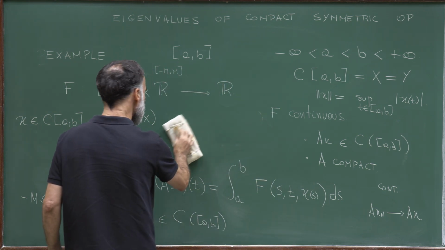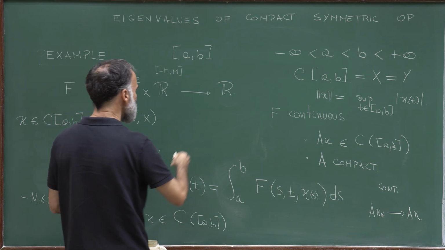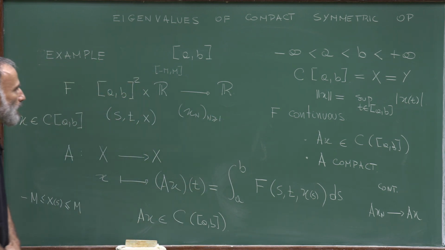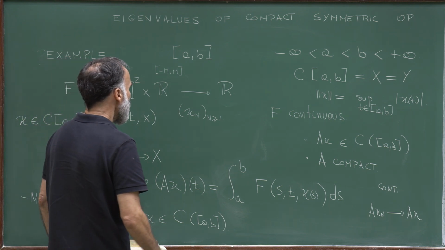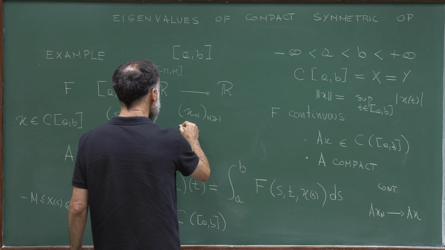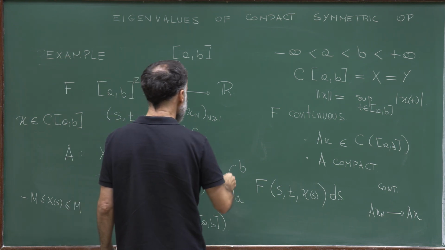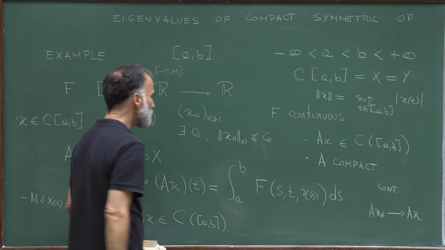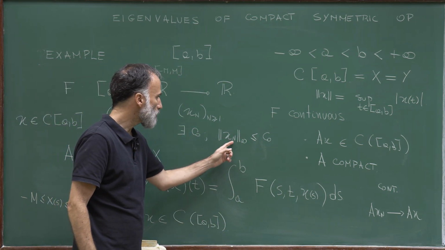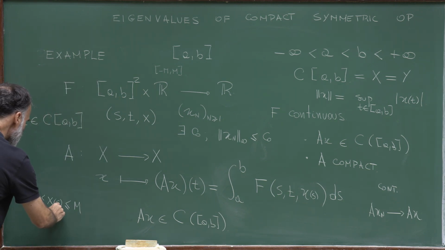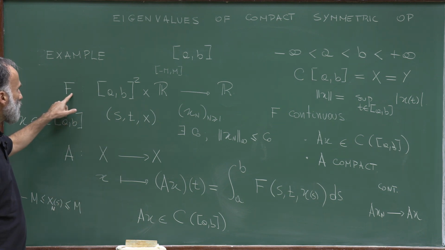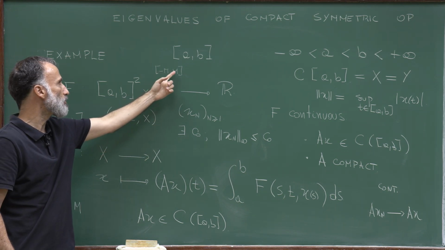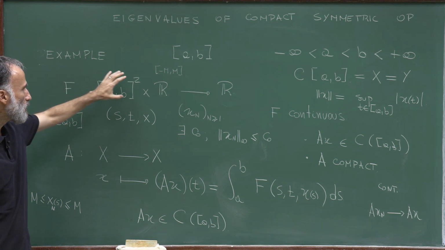Let me recall the statement of this second condition. The second condition is as follows. You take a sequence xn of continuous functions, and you assume that it's bounded. So you assume that there exists a constant C0 such that the sup norm of xn is uniformly bounded by this constant C0. Here again, this condition is telling you that, in the definition of A, only the values of f in the compact set [a,b] squared times [-C0, C0] are important, so that f is uniformly continuous.